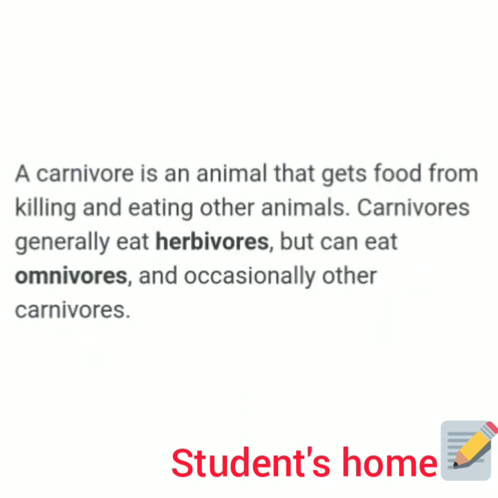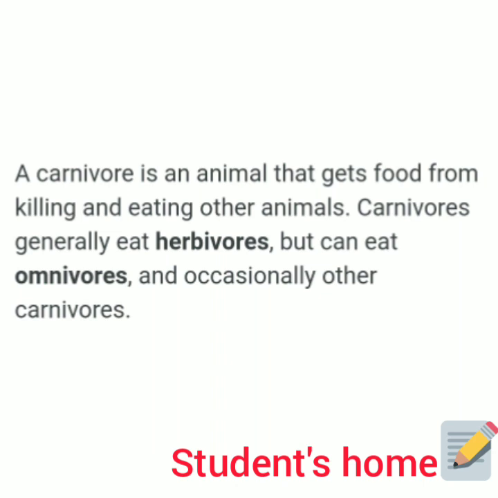Now class, we are going to see our next topic, that is carnivores. So what are carnivore animals? As you can see in the picture class, it is written, a carnivore is an animal that gets food from killing and eating other animals. Carnivores generally eat herbivores but can eat omnivores and occasionally other carnivores also. So these are basically those animals class who eat other animals for their food.